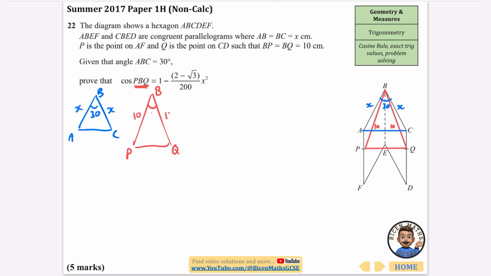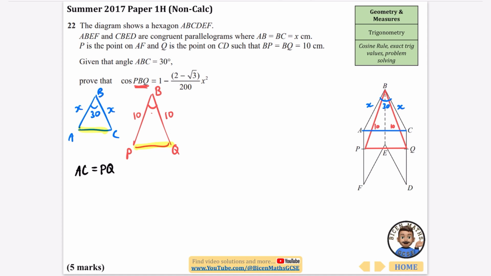Something else that's pretty important is that this length is equal to this length, because just looking at the diagram, they must be, because they're going from one side of the parallelogram to the other side of the other parallelogram, I should say. So I'm just going to do a little side note that AC is equal to PQ.